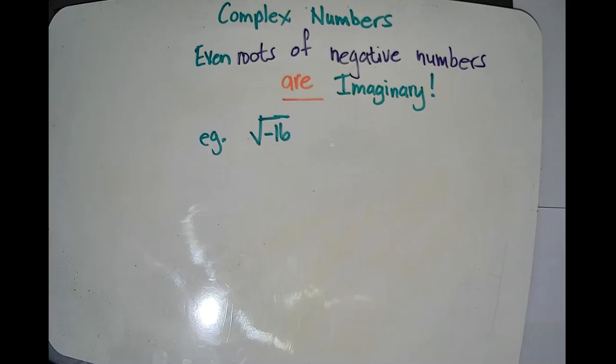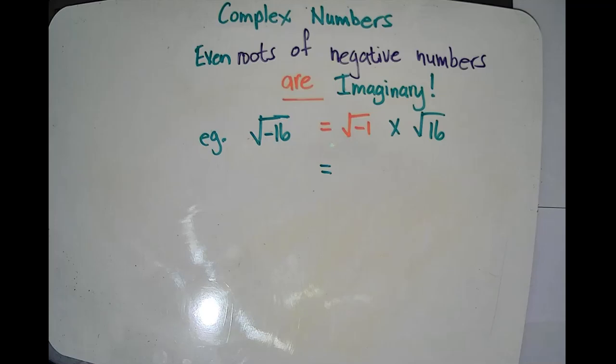Example, the square root of minus 16. The square root of minus 16 cannot be solved. The calculator will say no real solution or math error. So don't forget, we always break it into the square root of minus 1. When you see a negative under the root sign, first thing you need to do is write square root of minus 1. This is your first and most important step.